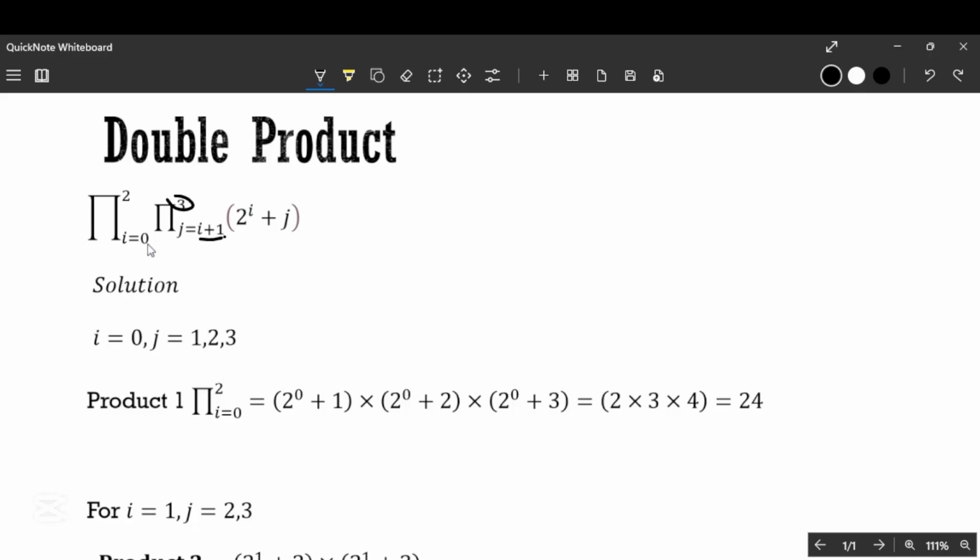In this case, we take a condition from here and a condition from here and substitute it into our relation. So for i equals 0, then we are going to have 0 plus 1, which gives us 1.